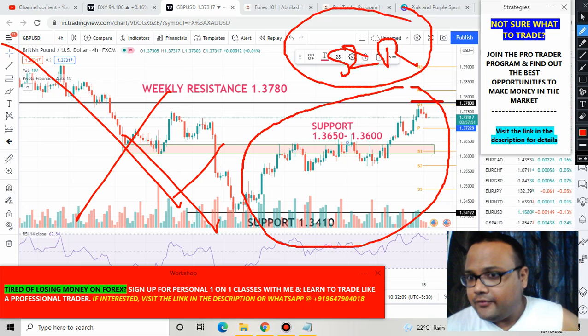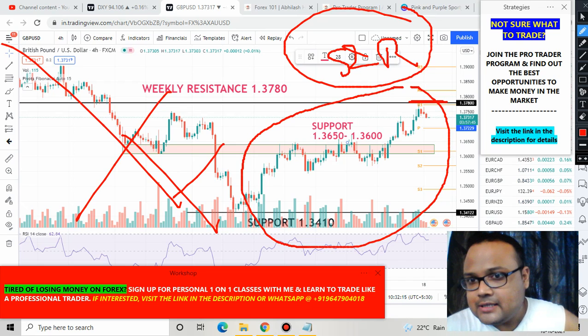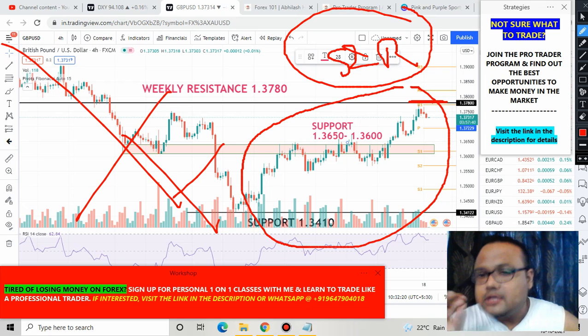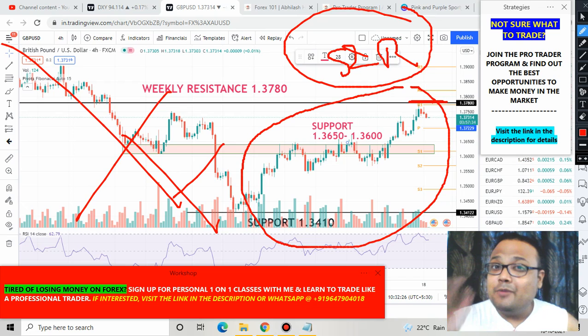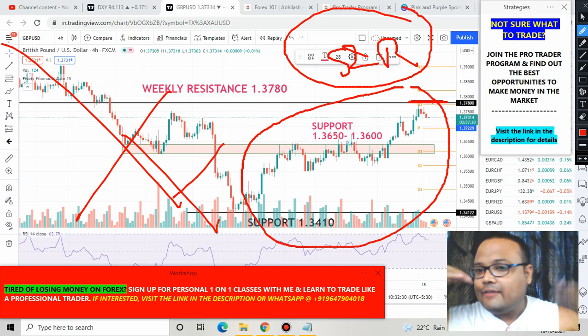And if the market starts trading above this level, listen to me carefully now, things will get complicated. If the market starts trading above this level for 4 to 6 hours, 4 to 8 hours, if you see that the market is trading comfortably above this level, then you will get a confirmation that yes, at last GBP USD has taken over this level again.